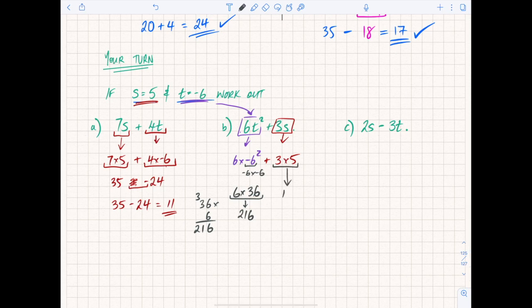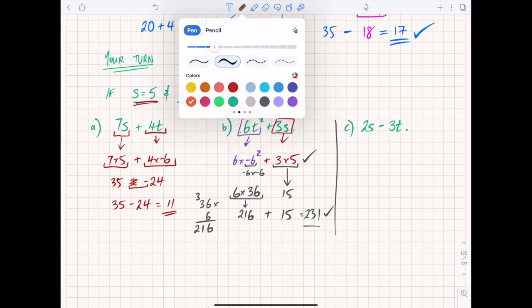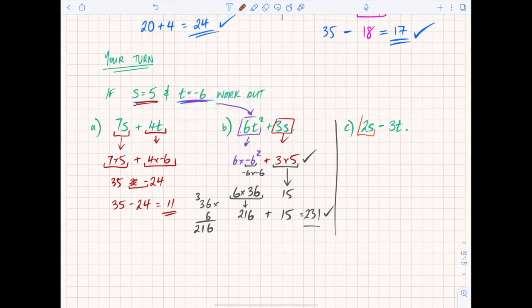3 times 5, very simply, is 15. So that just becomes 15. Bring your plus down. So you're doing 216 plus 15 to get an answer of 231. So 1 mark there and 1 mark there. Okay. Last one then to look at. Final one here. Box that.